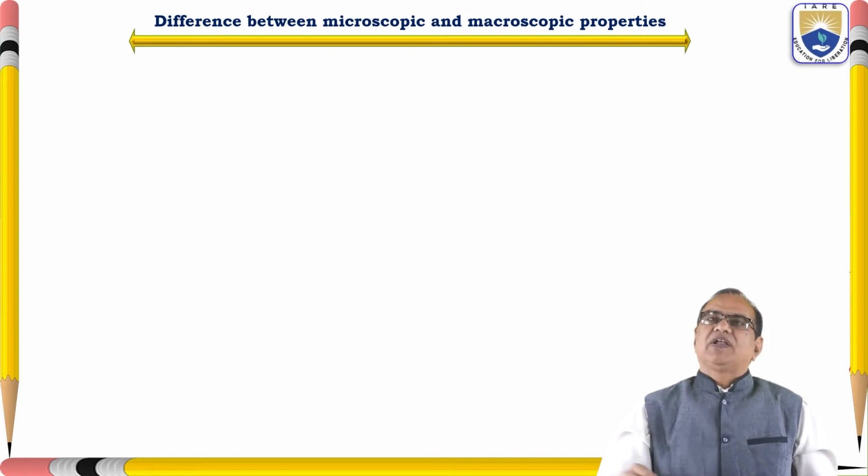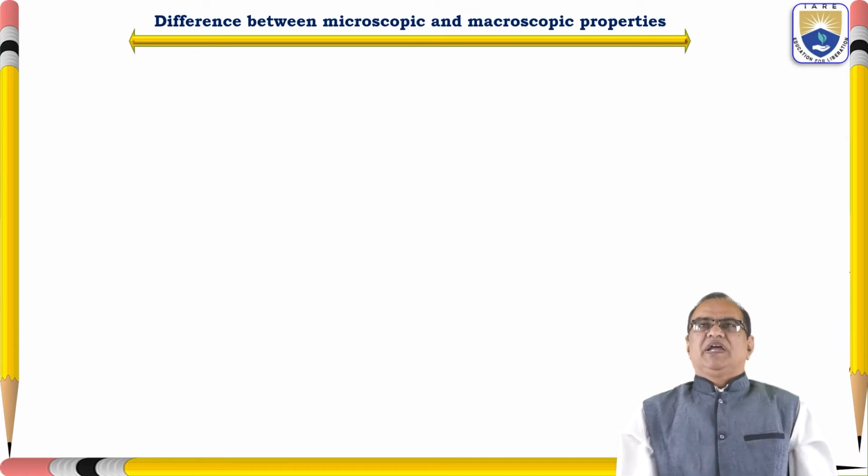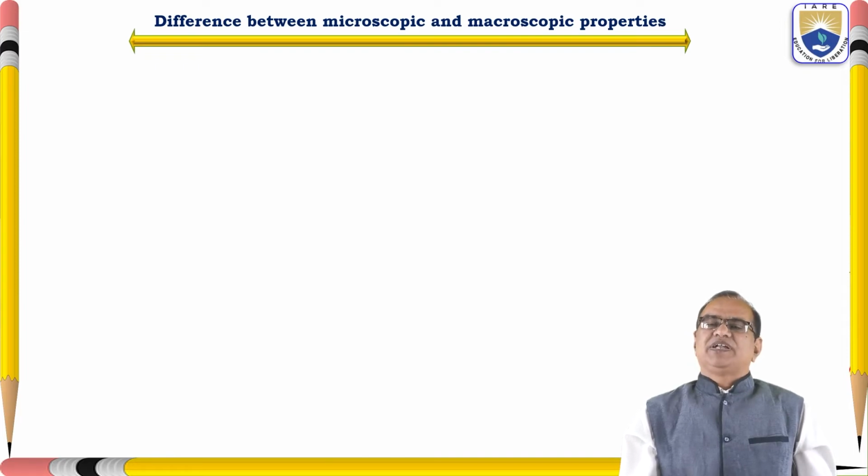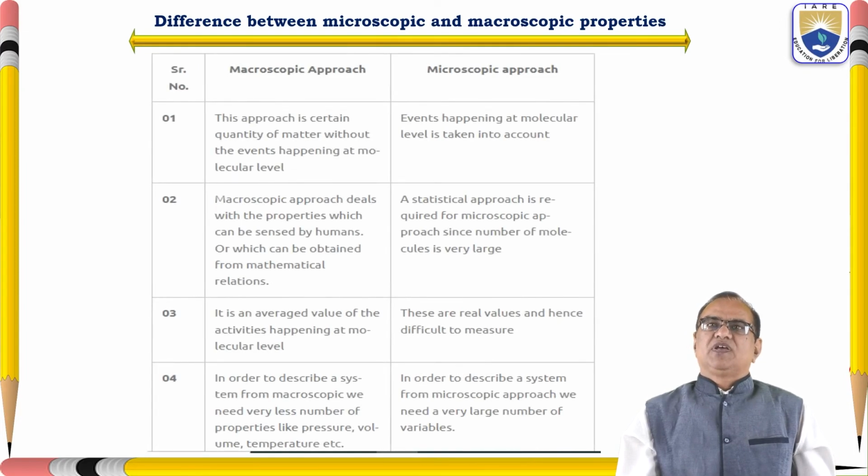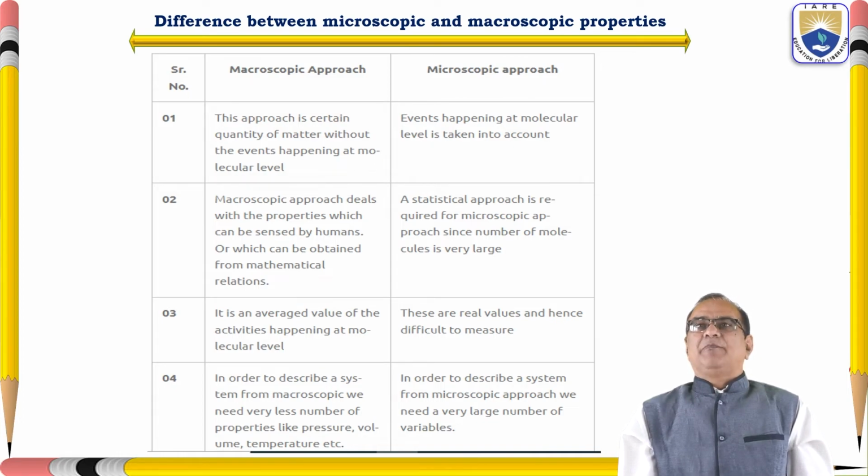Next, we are going to discuss the difference between microscopic and macroscopic properties. So here, if you see the macroscopic approach and the microscopic approach, serial number 1: the macroscopic approach considers a certain quantity of matter without the events happening at molecular level. In the microscopic approach, events happening at molecular level are taken into account.